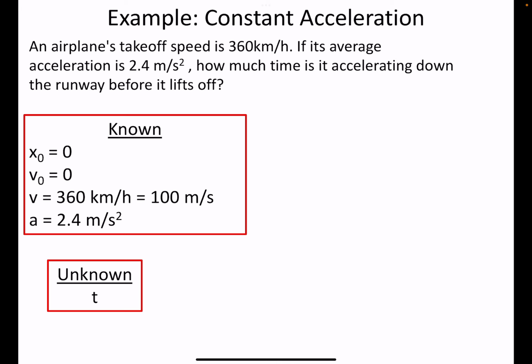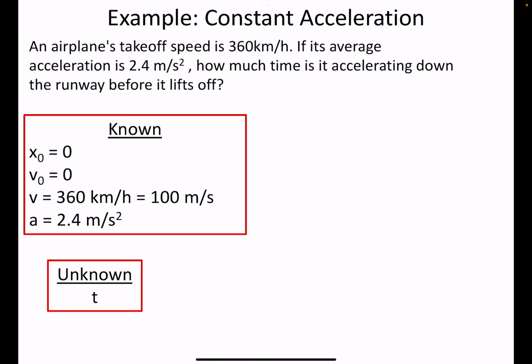So we're going to do a related example. Airplane takeoff. The speed for the takeoff is 360 kilometers per hour, and its average acceleration is 2.4 meters per second squared. We want to find out how much time it is accelerating down the runway before it can take off. So at the very beginning, the position is 0, right? Initial velocity is 0. We know the acceleration is 2.4 meters per second squared. So how long does it take for the airplane to reach its takeoff speed, which is 360 kilometers per hour?